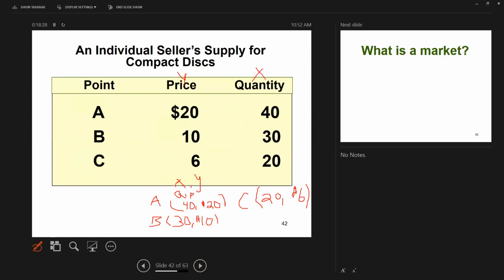Okay. And we got that from this supply schedule, where if we could, we'd ask a local store how many CDs are you willing and able to offer at different possible prices. As the price goes down, they offer fewer CDs on the market.